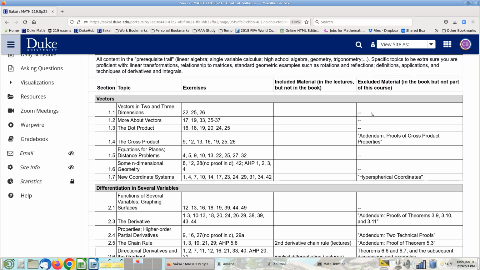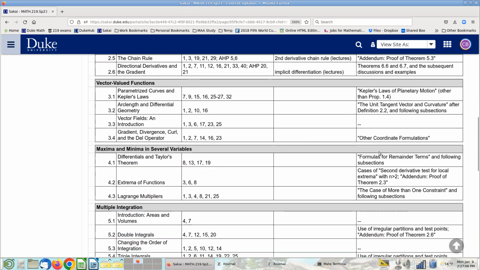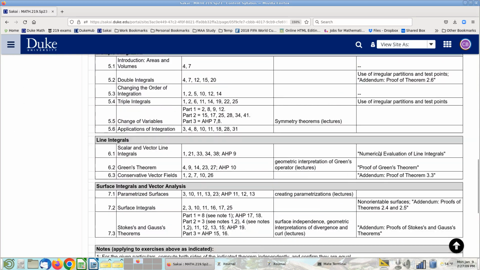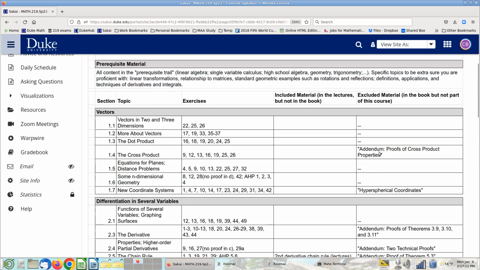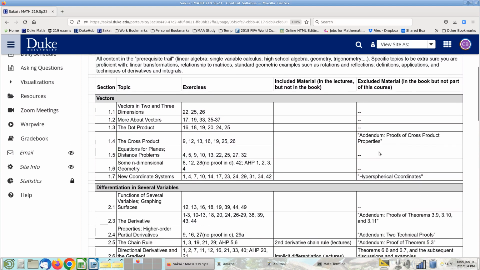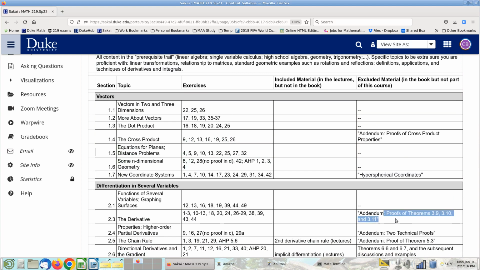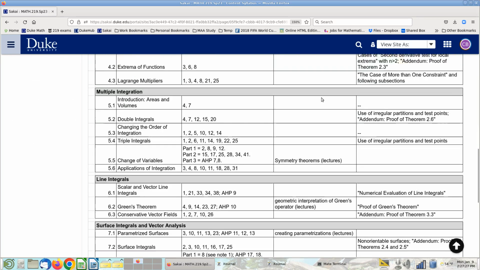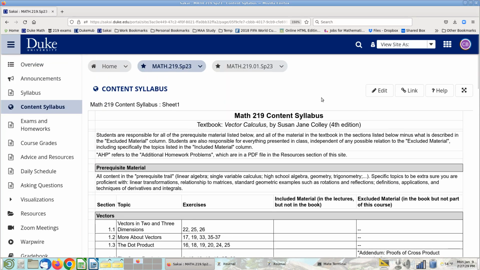So, for example, in section 1.7, when we're talking about coordinate systems, you can ignore the section called hyperspherical coordinates. Just don't worry about that at all. Okay. But notice there is a lot of excluded material. And so be sure to keep an eye on this as you're going through and studying the course. You don't want to spend a bunch of time getting bogged down on proofs of certain theorems only to find out after the fact that that's excluded and you're not responsible for it and didn't really need to do that. Okay. All right. So that is the content syllabus.